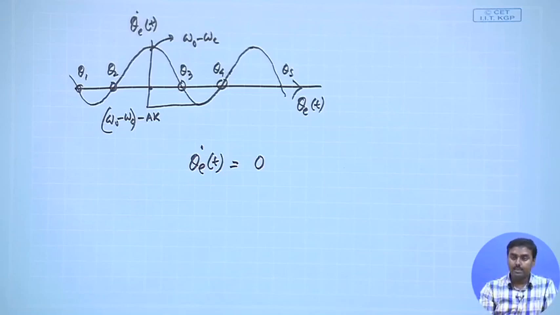Now we have to see whether these equilibria are stable or unstable. Okay. Stable means, what is a stable equilibrium? That means you give a perturbation, that means you deviate it a little bit, it will try to come back to that same equilibrium.